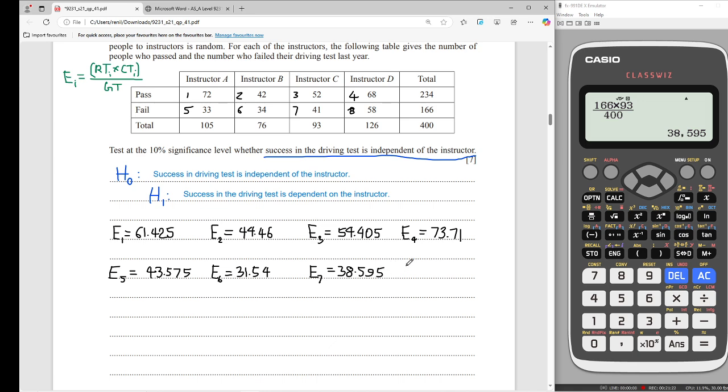Okay, and finally E8. Now what is E8? Row total stays constant as before. Column total changes to 126, and we have here 52.529.